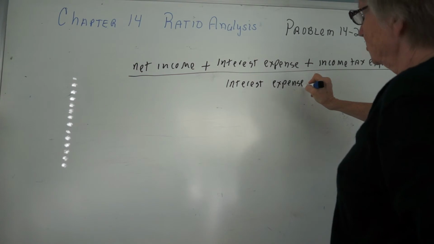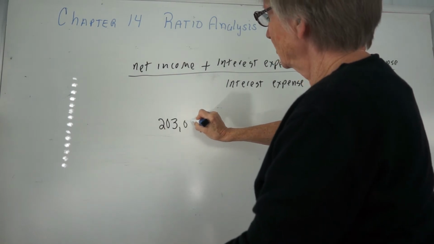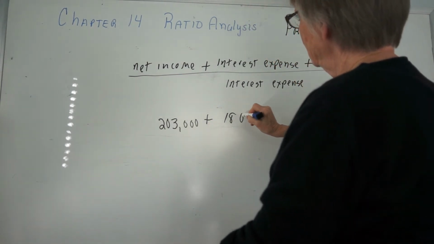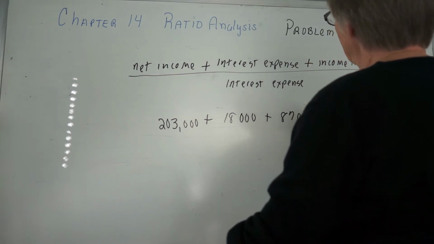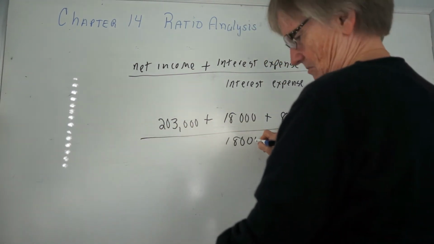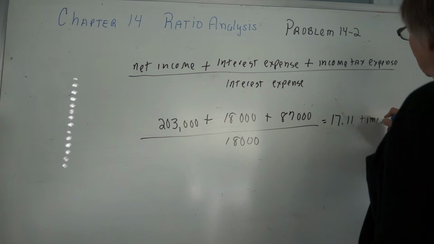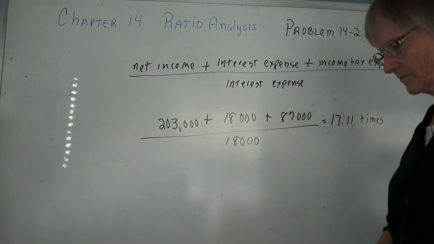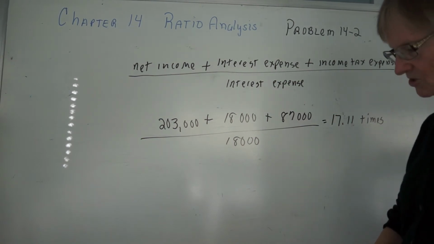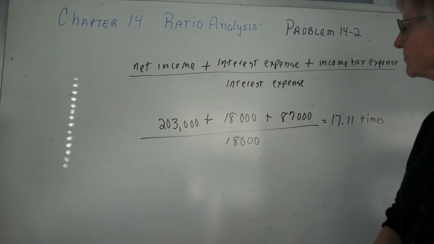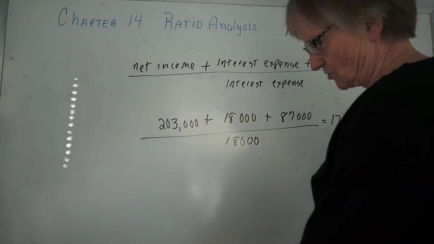Okay, so here you just go to the income statement, the most recent one. Your net income is the 203, we've gotten that before. Interest expense, 18. And your income tax expense, 87. Divide that all out by interest expense, and you get 17.11 times. And this is really telling the company's ability to pay its interest, presumably on its long-term obligations. It's more of a solvency measure here to say, well, gee, how many times could they pay that interest? Just gives a measure of that.